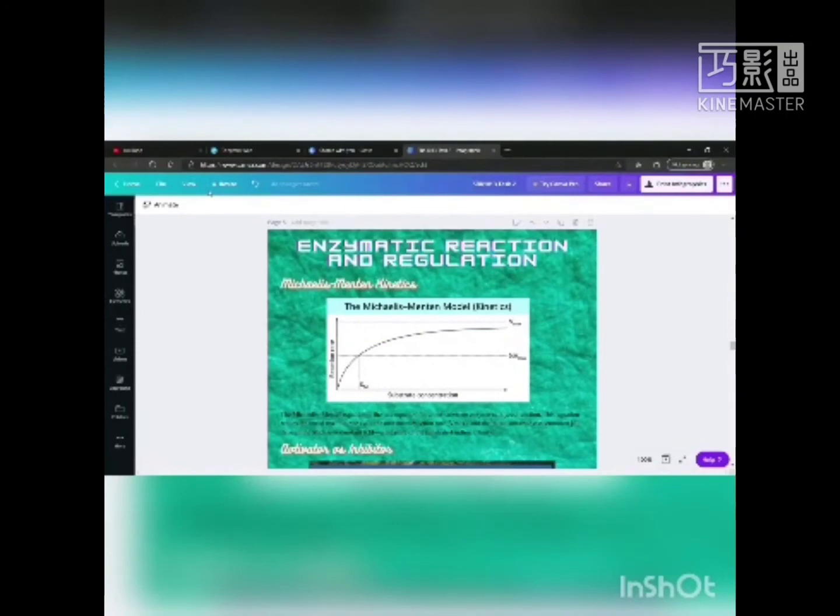Hi, I am Su Xiangshen. Today I will be presenting the enzyme reaction and regulations. First of all is the Michaelis-Menten kinetics. Michaelis-Menten kinetics is the measure of the substrate binding affinity.